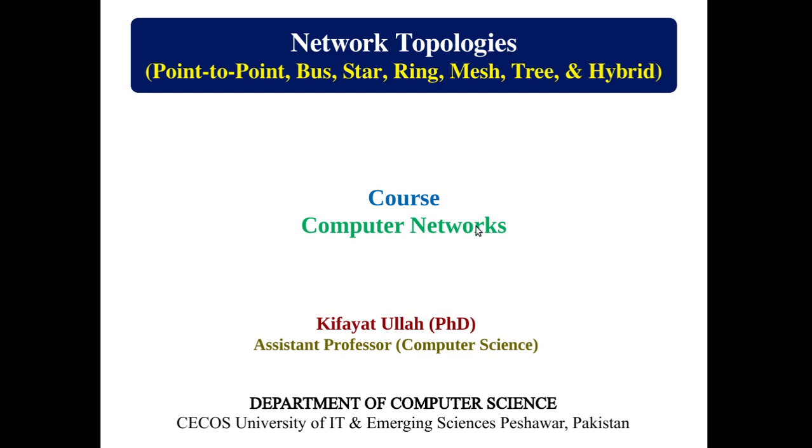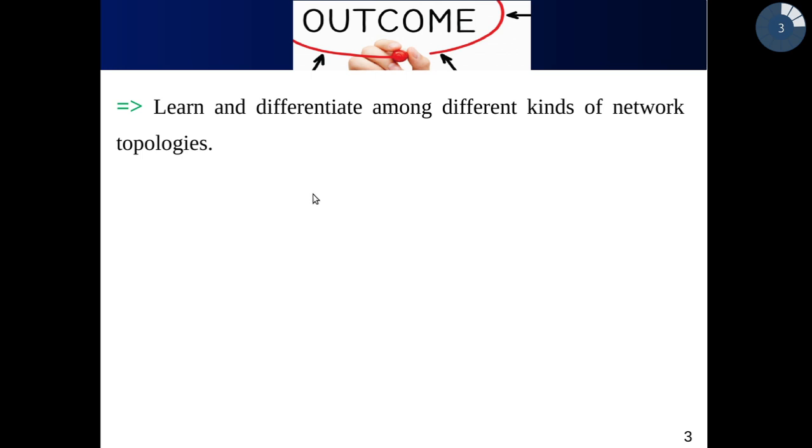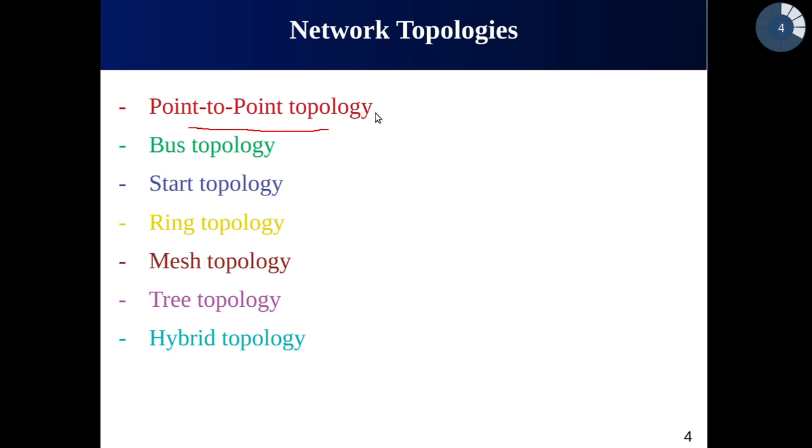Let us see the roadmap for today's lecture. We are going to start from the objectives of this lecture, and then we will study different topologies one by one. First, let us see the outcomes. At the end of this lecture, you would be able to differentiate among the different kinds of network topologies, their characteristics, advantages, and disadvantages. First, let us see the first topology, that is the point-to-point topology.